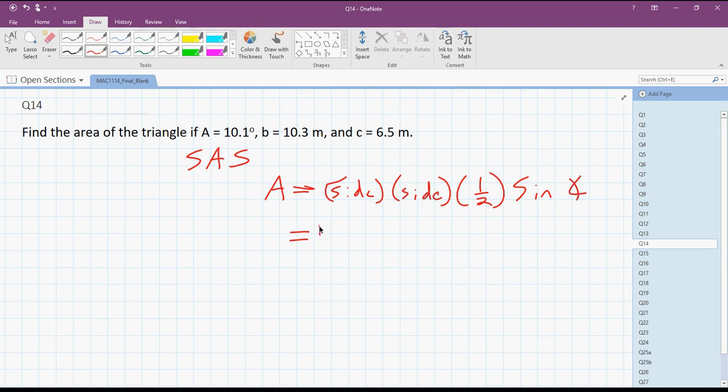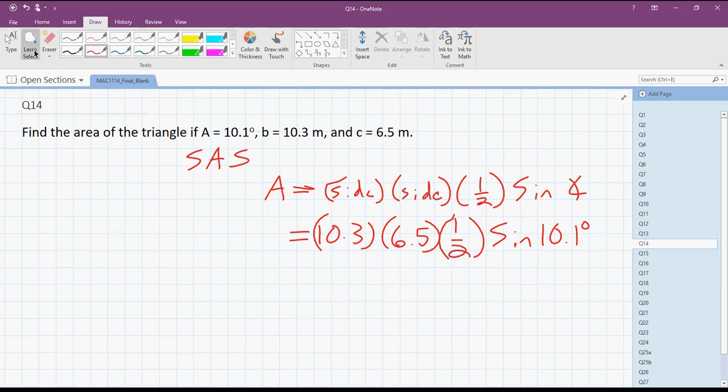So we just plug in what we know. One of our sides is 10.3. Another one of our sides is 6.5. We have a half. And we have sine of 10.1 degrees. Go into your calculator and let it kick out the answer for you. And they want you to round to the nearest tenth on this. So the area is about what? Big old number. No, not really. To the nearest tenth. Say it again. 5.9.